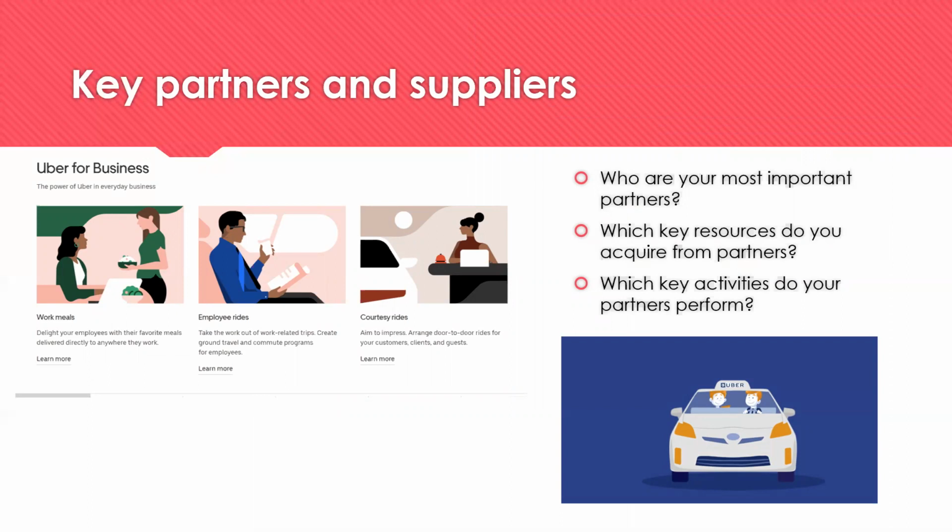So, who are your most important partners? Which key resources do you acquire from partners? Which key activities do your partners perform? This is key in many cases. Some companies almost develop all their material, like for example, maybe a coach, they can develop their training themselves. But some other businesses, like a hospital, they need vaccines from someone else.